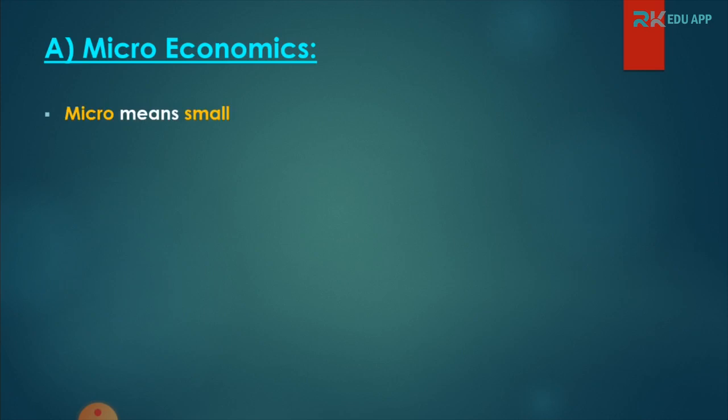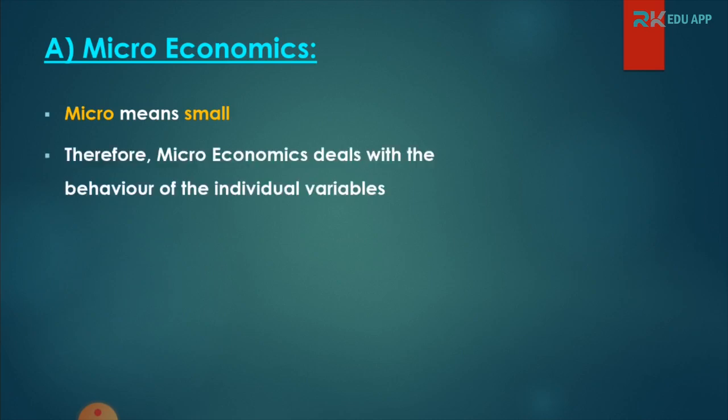Micro means small. Obviously, when we talk about microorganisms, they are so small that they are not even visible with naked eyes, right? So when you talk about the word micro, it means something which is very small. Therefore, microeconomics deals with the behavior of the individual variables. Yes, if you talk about microeconomics, it always deals with individual variables.